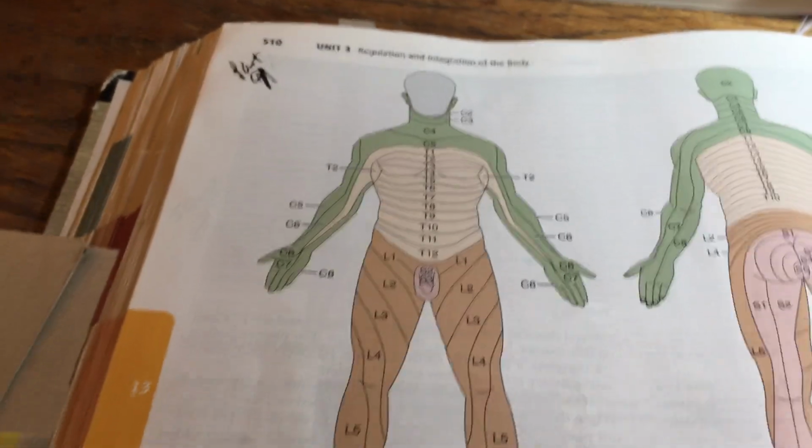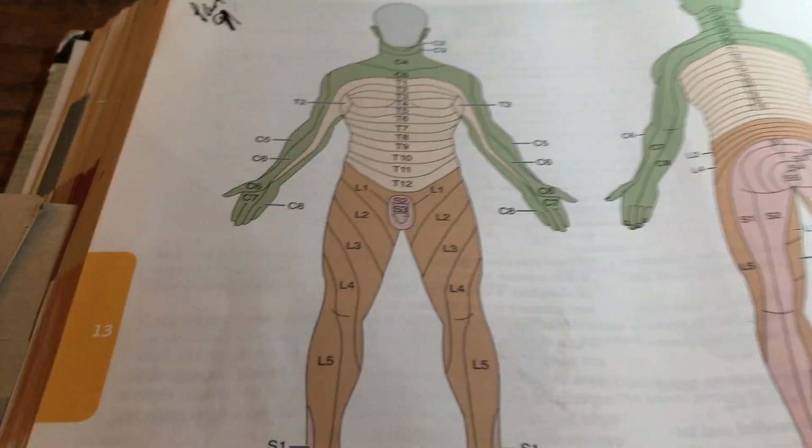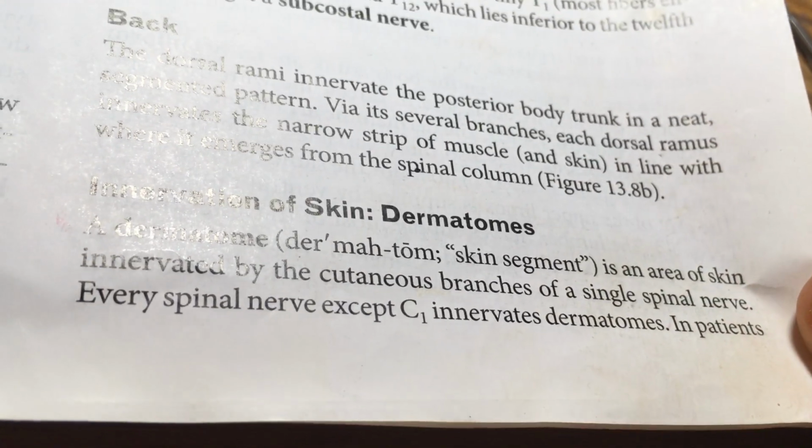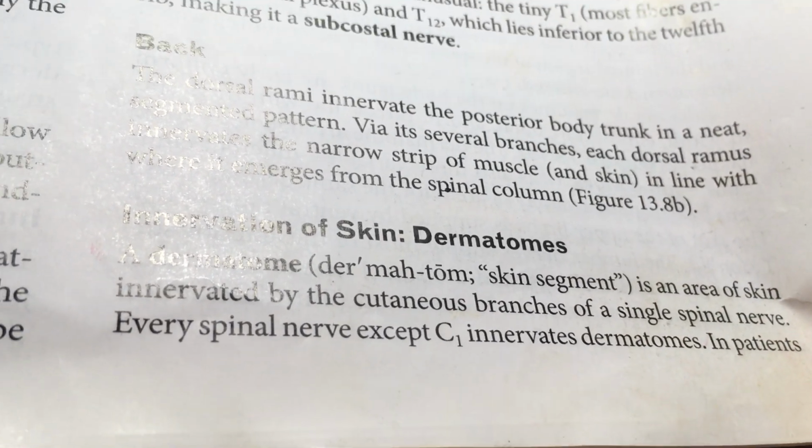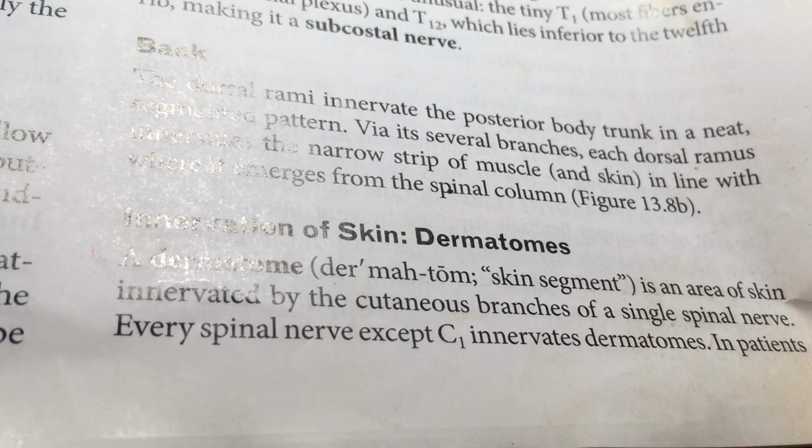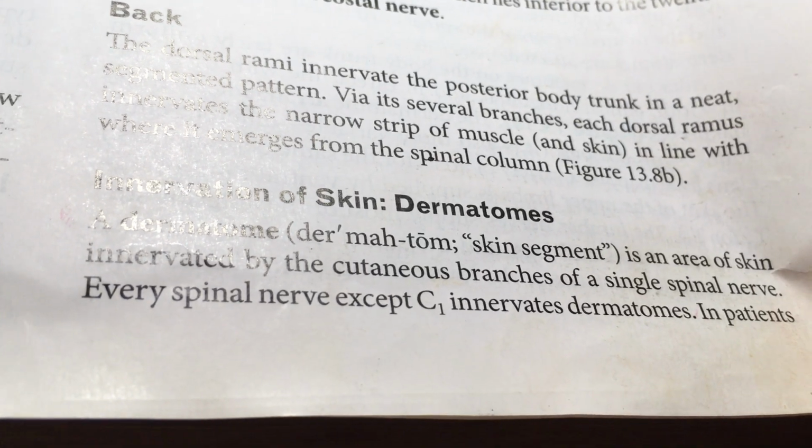There we go. It's part 9. We were looking at dermatomes here, and we took a moment to read that a dermatome is a skin segment innervated by the cutaneous portion of spinal nerves.